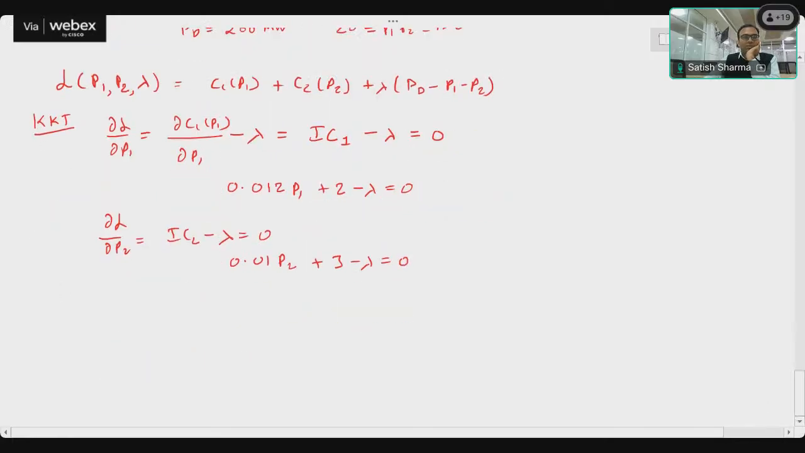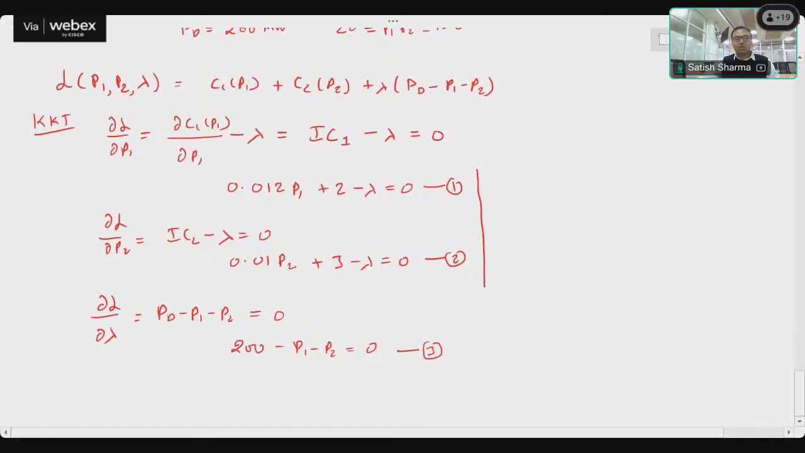We have another variable, which is lambda, so delta L upon delta lambda is nothing but our power balance equation. Here we have defined that PD is, let's say, 200 megawatts, so it is 200 minus P1 minus P2 equals 0. So these are the three equations: equation number 1, equation number 2, and equation number 3. Let's try to solve these equations.